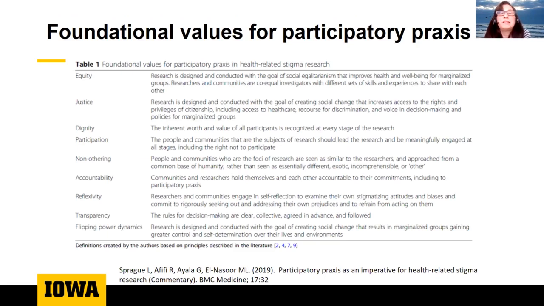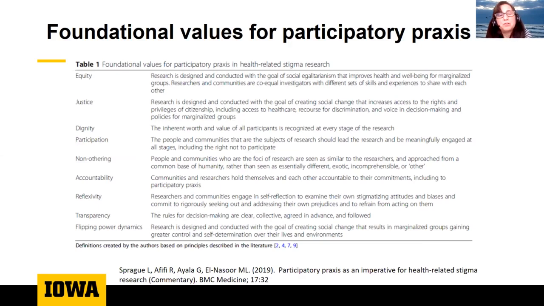Dignity, that the inherent worth and value of all participants is recognized at every stage of the research. Non-othering, that people and communities who are the foci of research are seen as similar to the researchers and approached from a common base of humanity, rather than seen as essentially different, exotic, incomprehensible, or other.